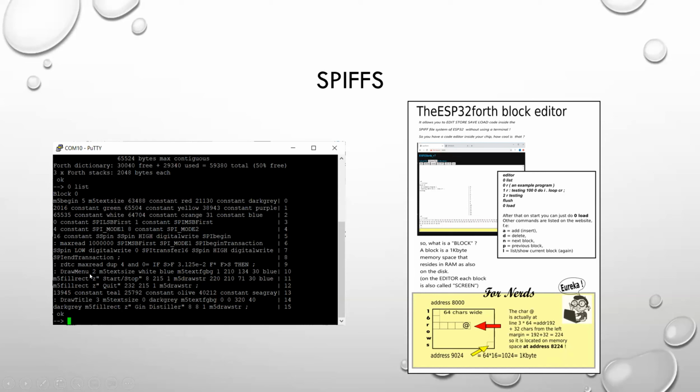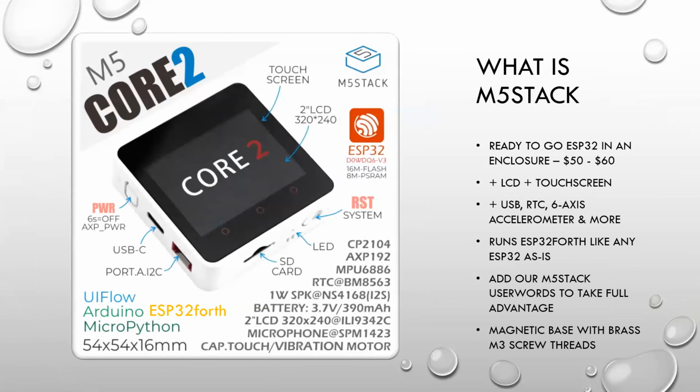Now, this is where we get into the power of Forth, actually, because if you look at the traditional development cycle for M5 stack, you'll notice that they place at the front here UI flow.